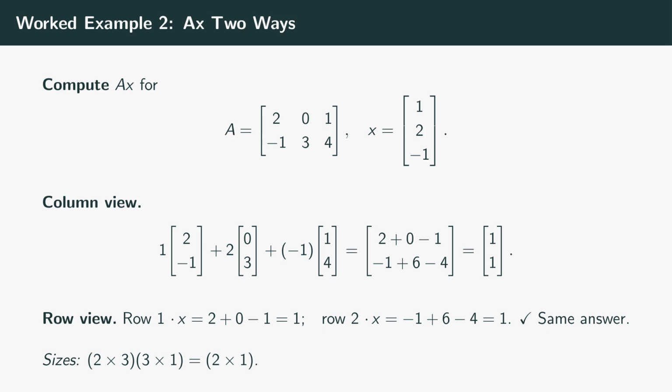Now the row view as a check. The first row dotted with x is 2 plus 0 minus 1, which is 1. The second row dotted with x is -1 plus 6 minus 4, which is 1. Same vector, 1, 1. And the sizes work. A 2 by 3 matrix times a 3 by 1 vector gives a 2 by 1 vector. Both recipes, one answer.